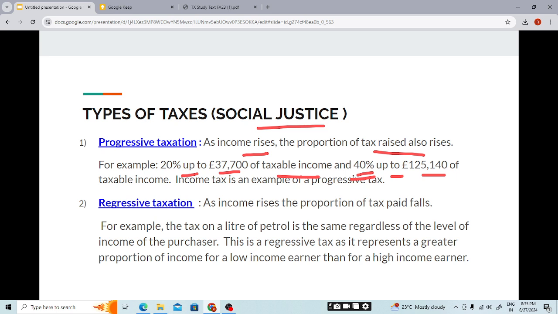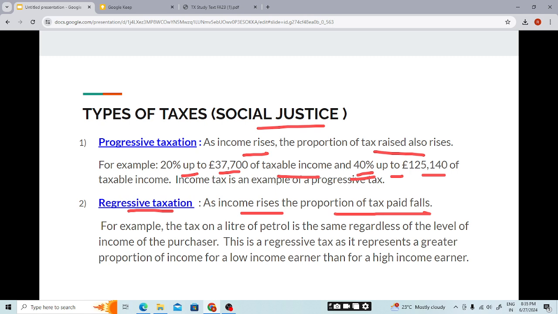The second one is regressive tax. As income rises, the proportion of tax paid falls. So don't confuse this with progressive tax. Let's take an example. Regressive tax means your income is rising, but you pay the same tax. If you earn 10,000 pounds, you pay 10 pounds tax.